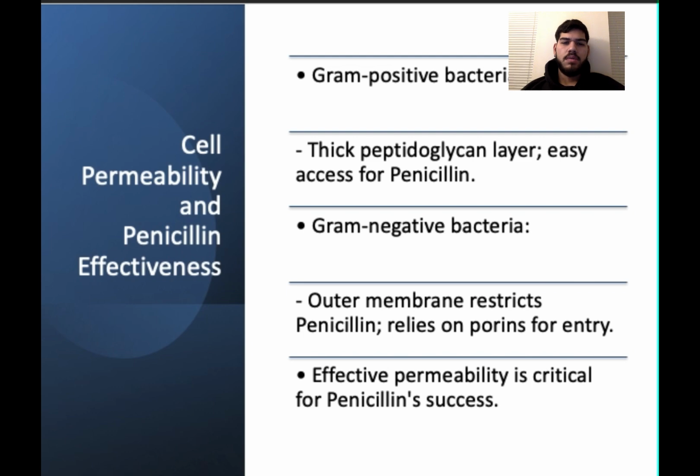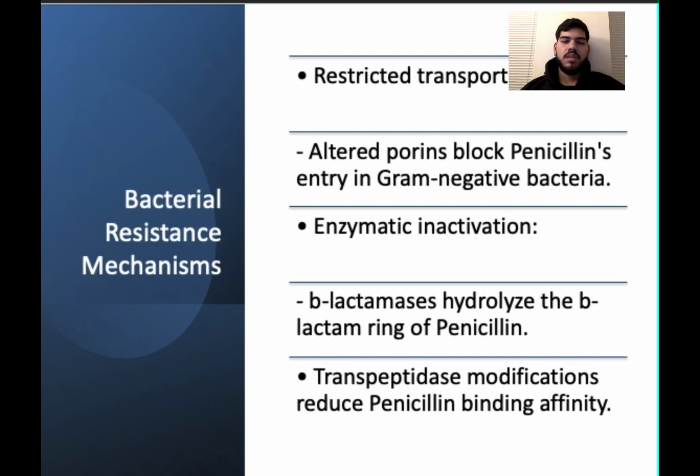Unfortunately, bacteria have evolved ways to resist penicillin. One mechanism is modifying the porins, which restricts penicillin's ability to cross the outer membrane in gram-negative bacteria. Another common resistance mechanism is the production of beta-lactamase. These enzymes are capable of breaking the beta-lactam ring in penicillin, rendering it ineffective before it can bind to the transpeptidase. Additionally, some bacteria alter the structure of transpeptidase itself, making it less likely to bind penicillin. This adaptation collectively makes treating bacterial infection more challenging.